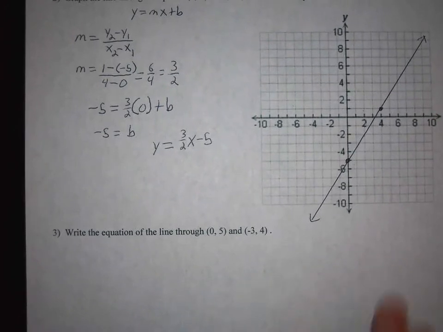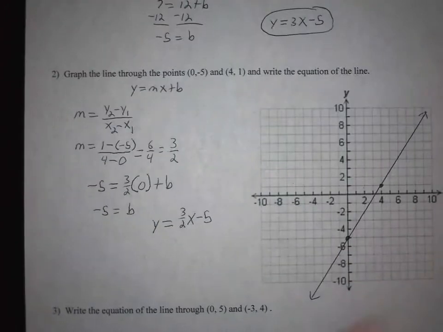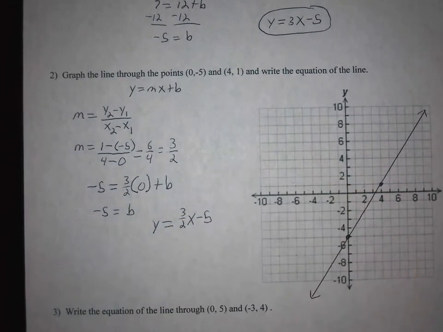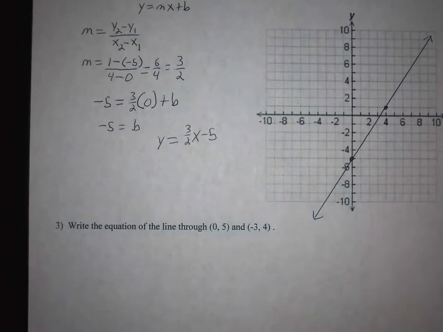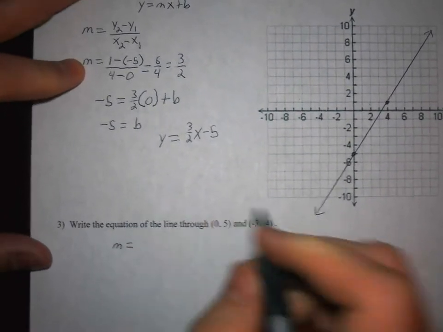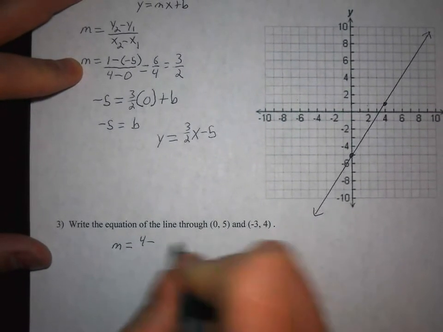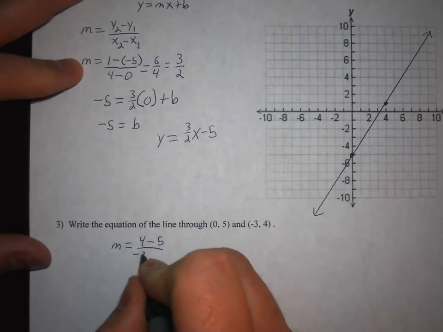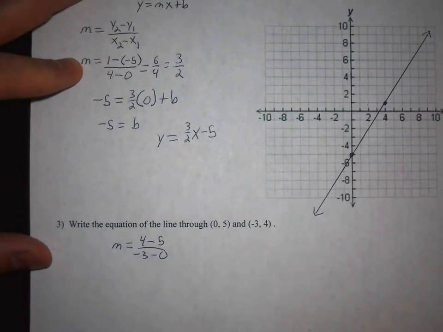Okay, next one, write the equation of line through 0, 5 and -3, -4. Notice how the steps will be similar to this one up here. So what you can do is pause the video and try it, or you can just work along with me. I'm going to start it up. So if we start with finding the slope, -4 minus 5, so that's y2 minus y1, divided by negative 3 minus 0.